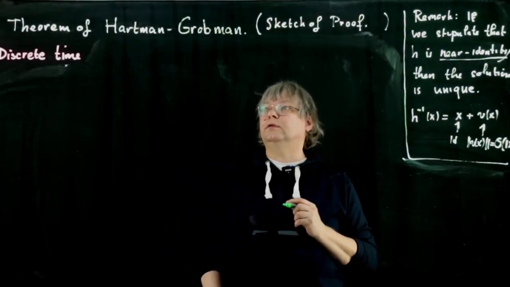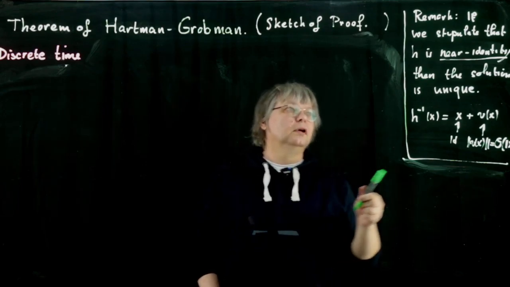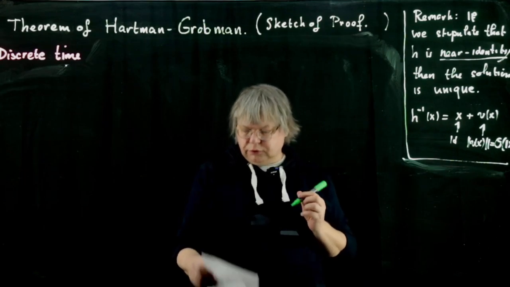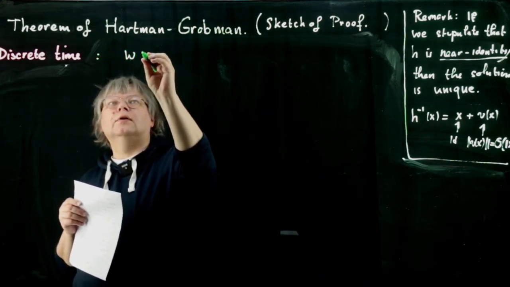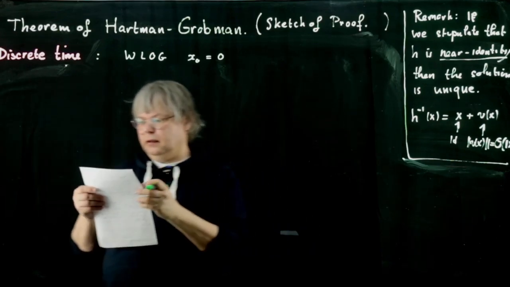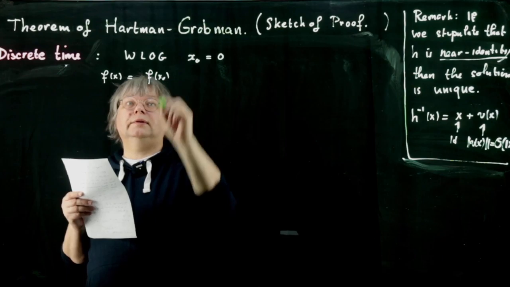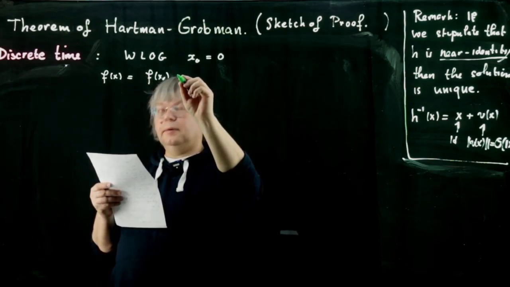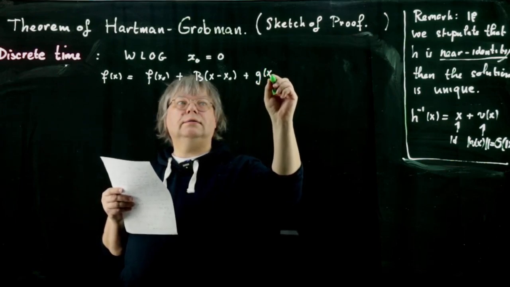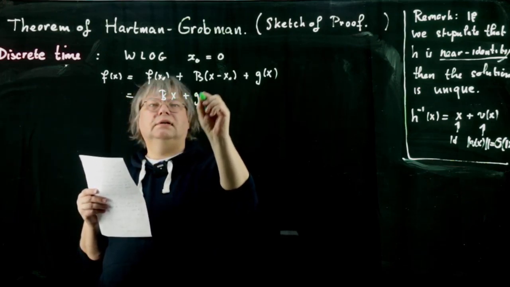Okay, now for a sketch of the proof of the Hartman-Grobman theorem. I first want to do the discrete time case, and I keep in mind that I'm looking for a near identity solution of this problem. So first of all, without loss of generality, we can say x0 is simply the origin, and then we can write f of x is f of x0, and it is a fixed point, so this is going to be 0, plus B x minus x0 plus g of x. Well, this is simply going to be 0, and x0 is 0, so this is simply this.